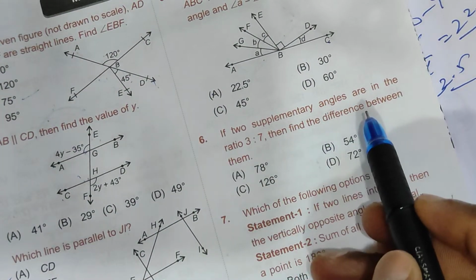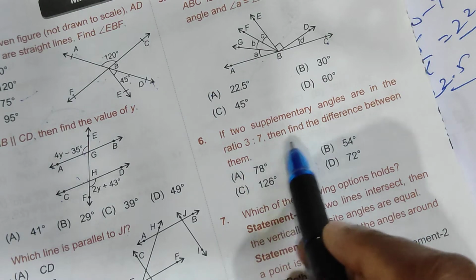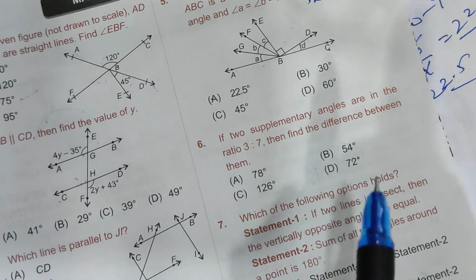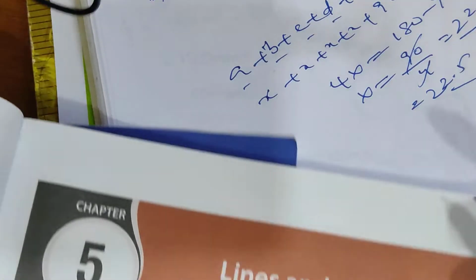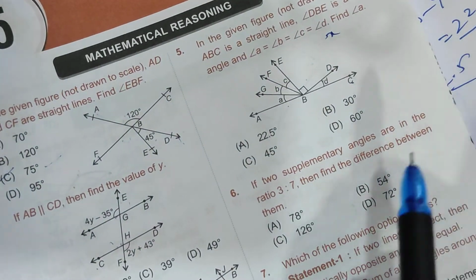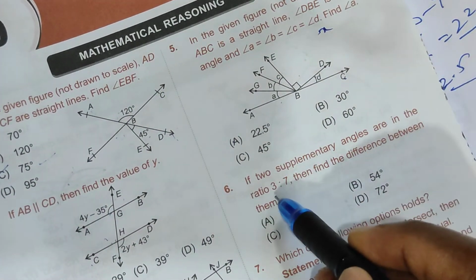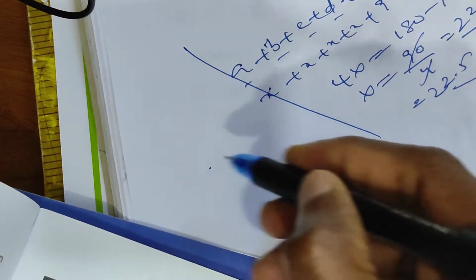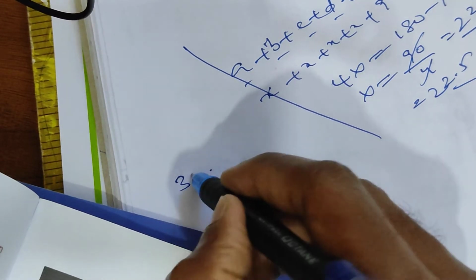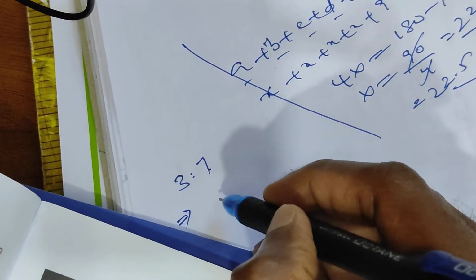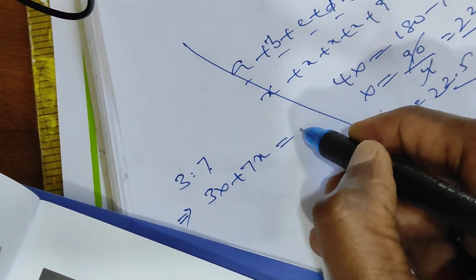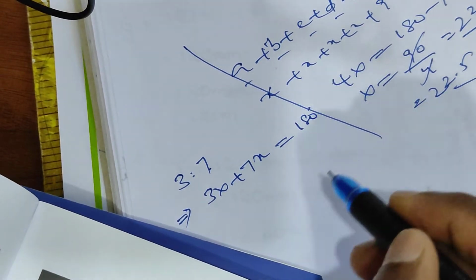If two supplementary angles are in the ratio 3:7, then find the difference between them. The sum of supplementary angles must be equal to 180, while complementary means the sum of the angles must be equal to 90 degrees. Since the two supplementary angles are in the ratio 3:7, we'll assume they are 3x and 7x. 3x plus 7x is equal to 180 degrees. Getting my point?